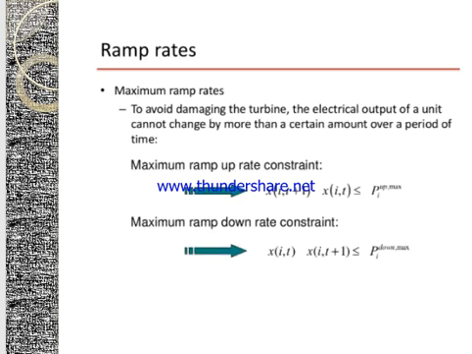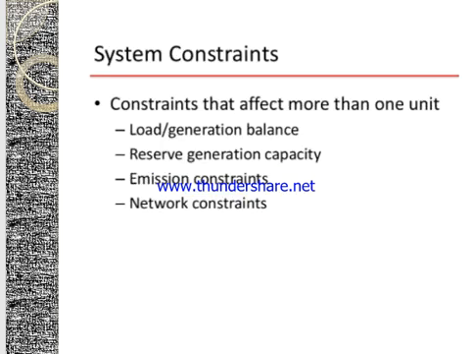Next, while considering the ramp rates, the maximum ramp up rate or ramp down rate constraint has to avoid damage to the turbine. It should not damage the turbine. The electrical output of a unit cannot be changed by more than a certain amount because it will create vibration and there will be deflections in the output.